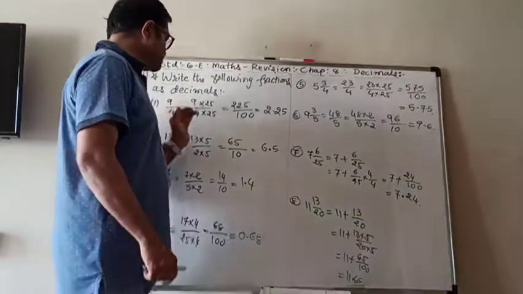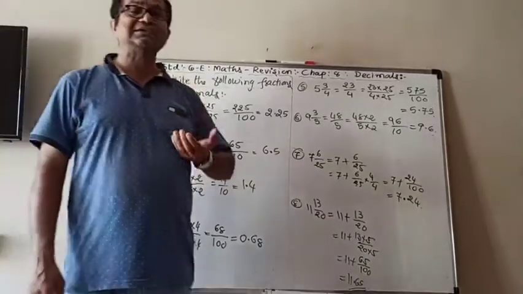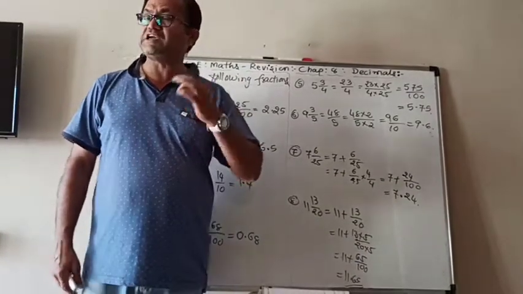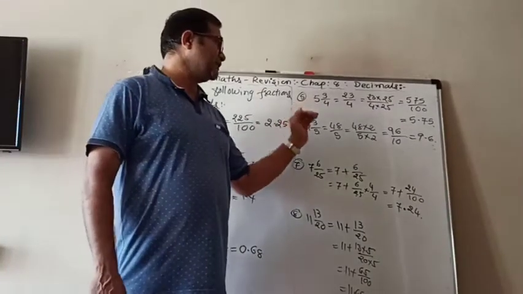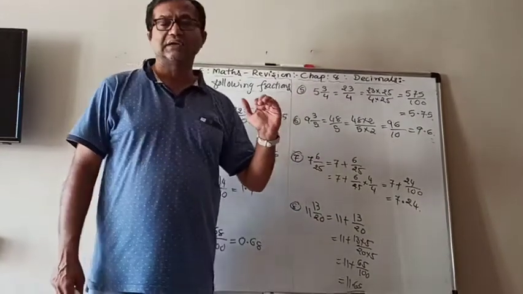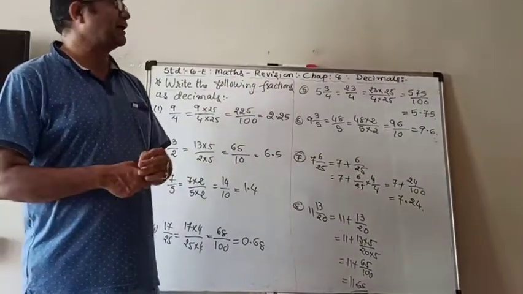So when there is not 10 in the denominator, then we need to multiply to get an equivalent fraction such that the denominator becomes 10, 100, 1000, any one of them, and then we can do it like that.